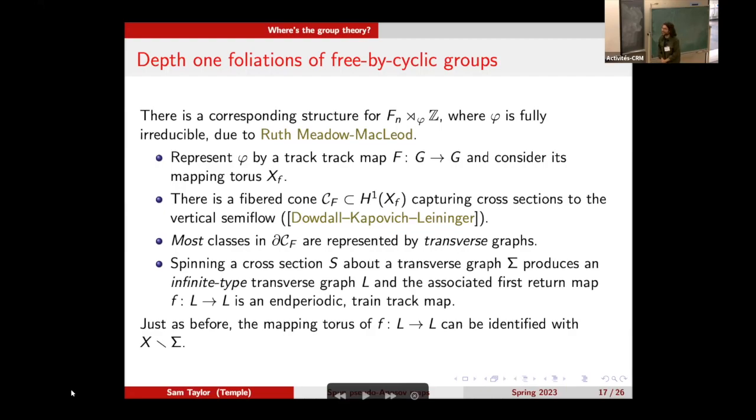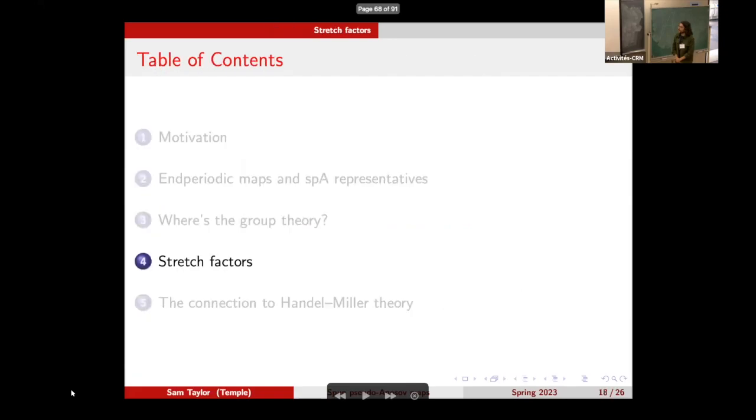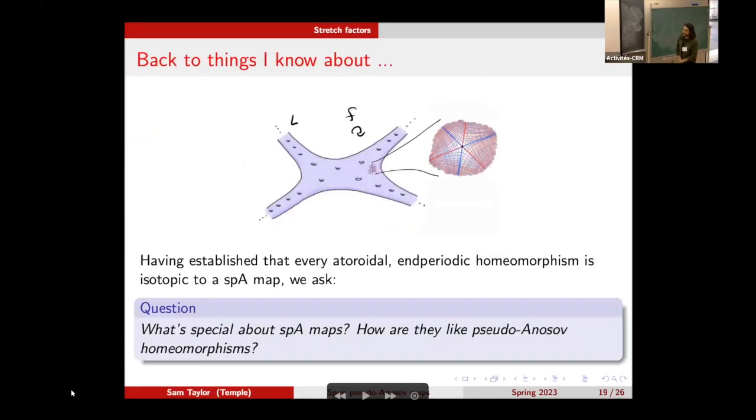Okay, so I spoke a lot about producing these spun pseudo-Anosov maps, and here's a very quick description of producing an analog for free bicyclic groups. So in the remaining amount of time, I just want to tell you maybe why you might think they're interesting. Okay. So dynamical properties. What's special about them? Why might you be interested?